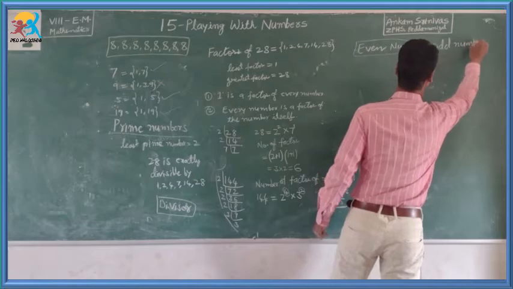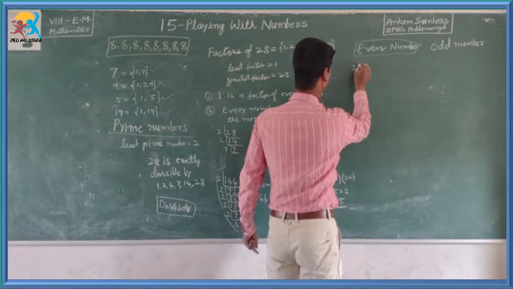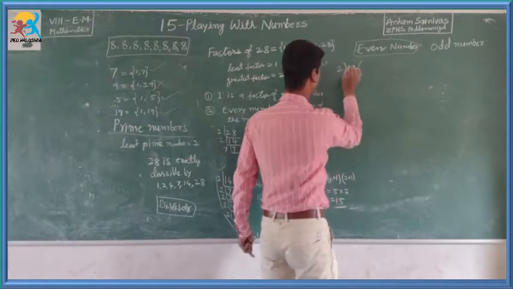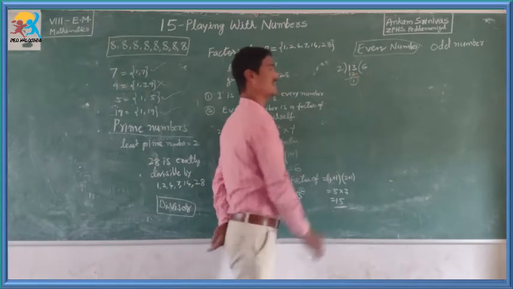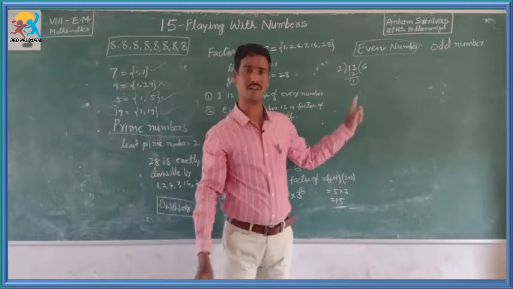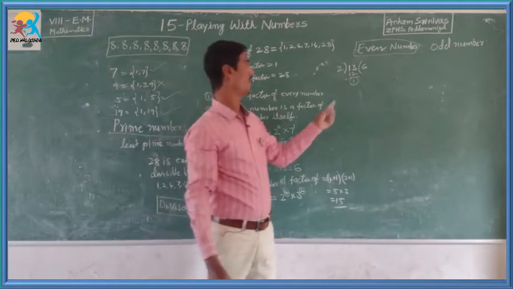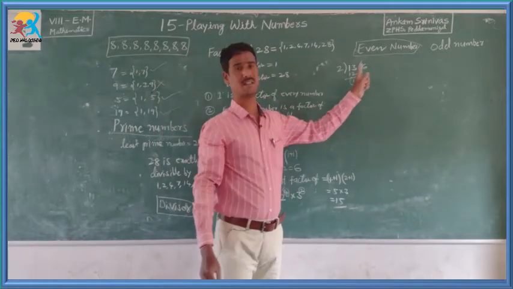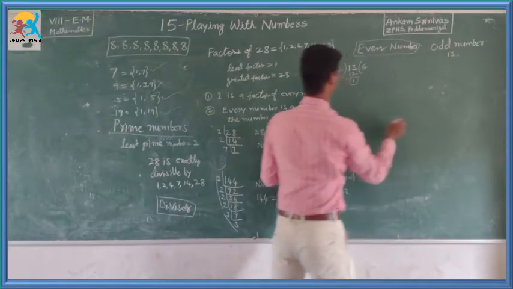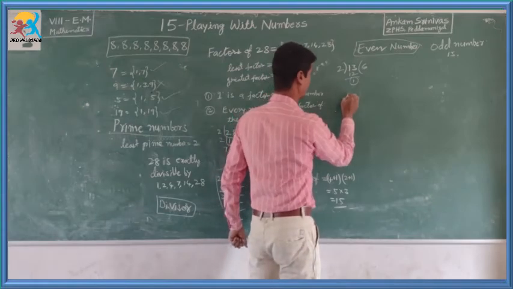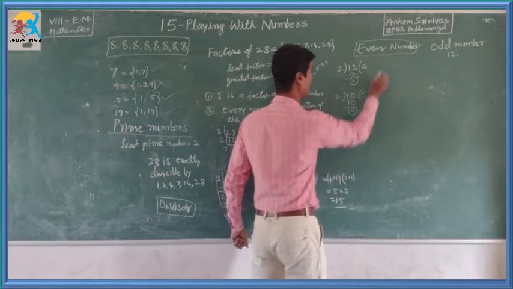We know about even numbers and odd numbers. Suppose I take 13. If I divide by 2, 2 6s are 12. So what is the remainder? 1. When a number is divided by 2, we will get the remainder as 0 or 1. So when you get the remainder 1, this number is called an odd number. So 13 is an odd number. Suppose 10. 2 5s are 10, remainder 0. 10 is an even number.